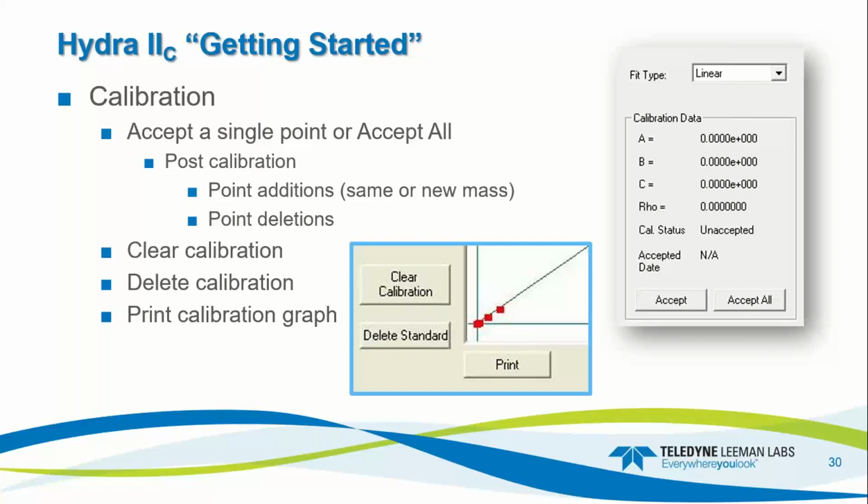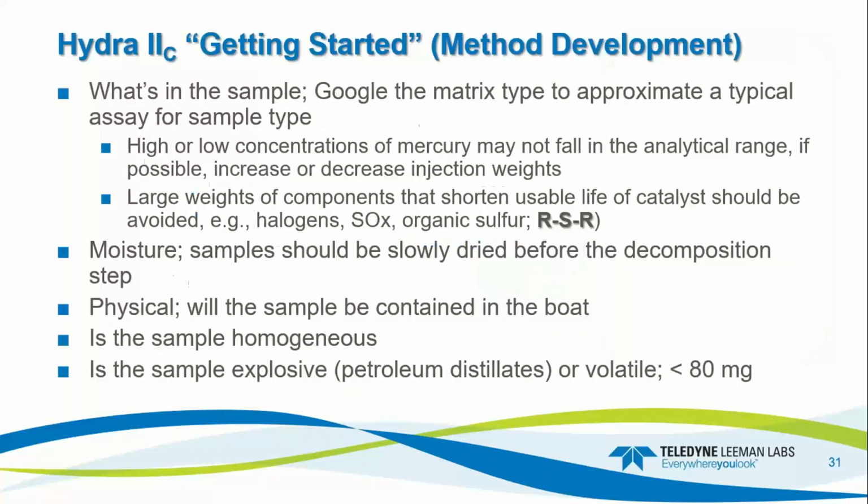So again, with the calibration, you can accept a single point or accept all. You can add points, delete points. You can clear the calibration. If the calibration is horrible and you just want to start over, work on your GLP, you can delete the whole calibration. You can also print the graph.